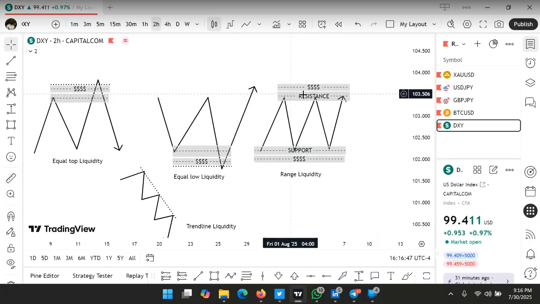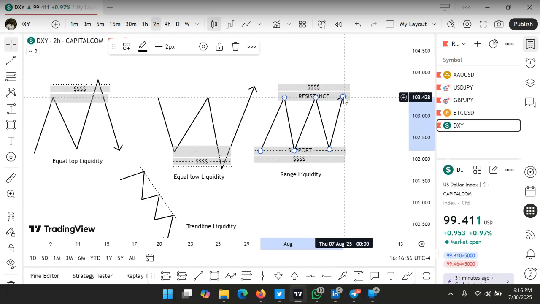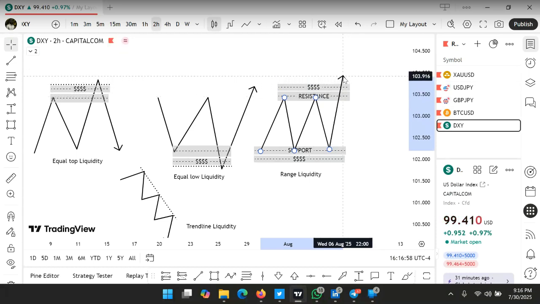And what does this mean? This means there's liquidity around this zone. So if you want to trade this kind of ranging market, what do you do? Wait for a sweep of liquidity. Wait for the market to take liquidity at this zone and begin to sell.